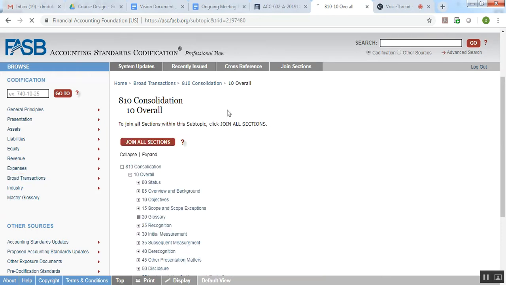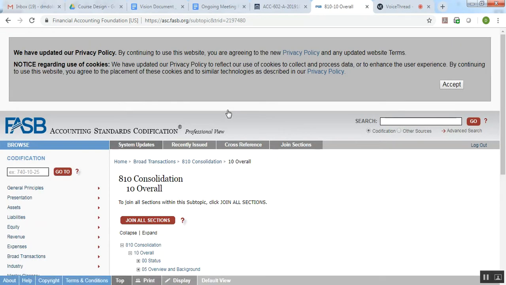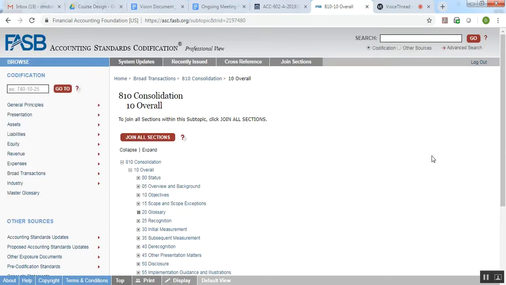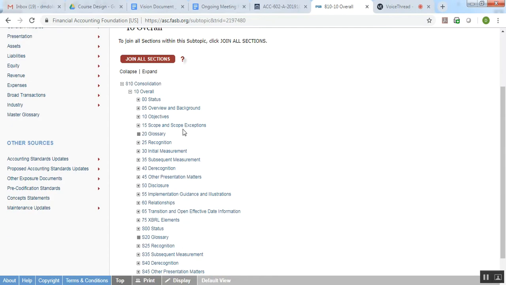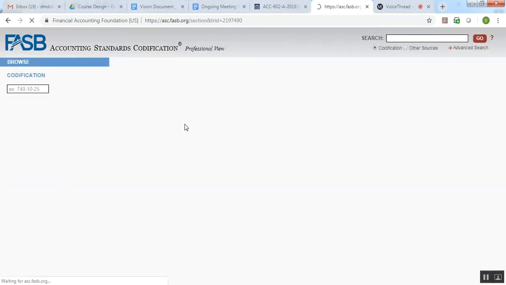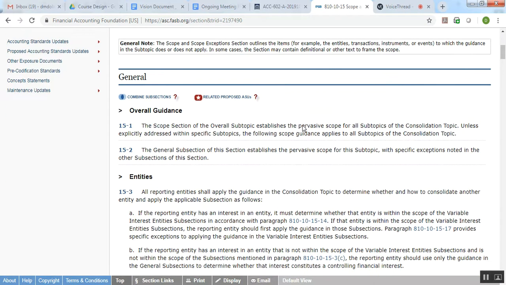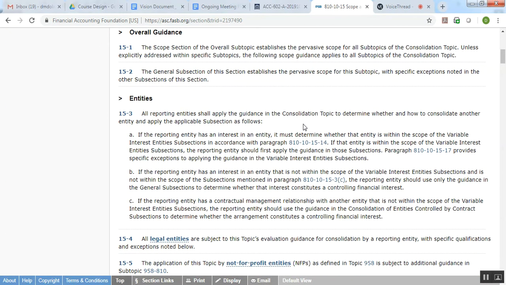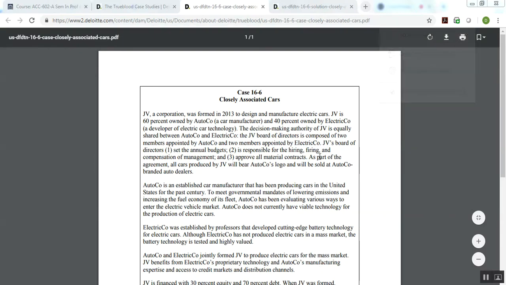One of the first things that you want to do when you're going through the guidance is to understand whether or not the transaction or the fact patterns that you're looking at fall under the scope of the guidance. Okay, so here we're going to start with looking at the scope. So I'm going to actually pull up the case real quick for you guys. Hold on a second. It's Closely Associated Cars.